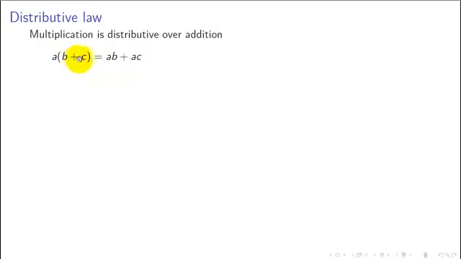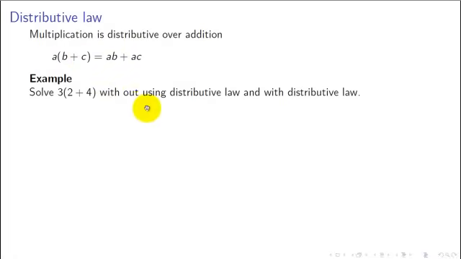So as if the plus sign remains in between, then a goes with b and then a goes with c. So that is why it is known as distributive, as if you have distributed a over b and c. Let's have an example. It says: solve 3 into the sum of 2 and 4 without using the distributive law and with the distributive law.